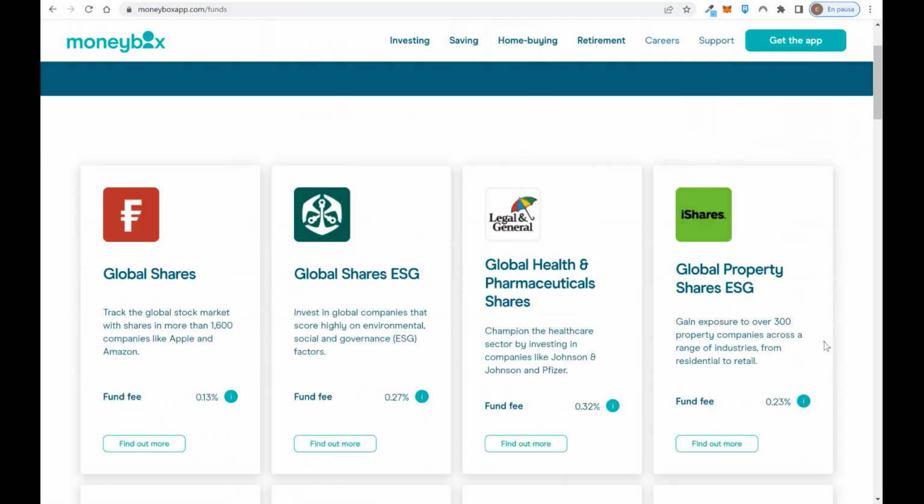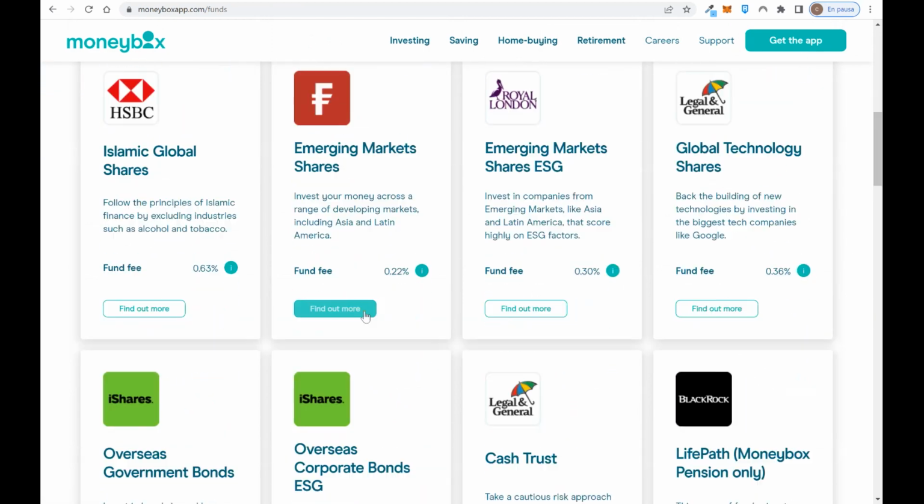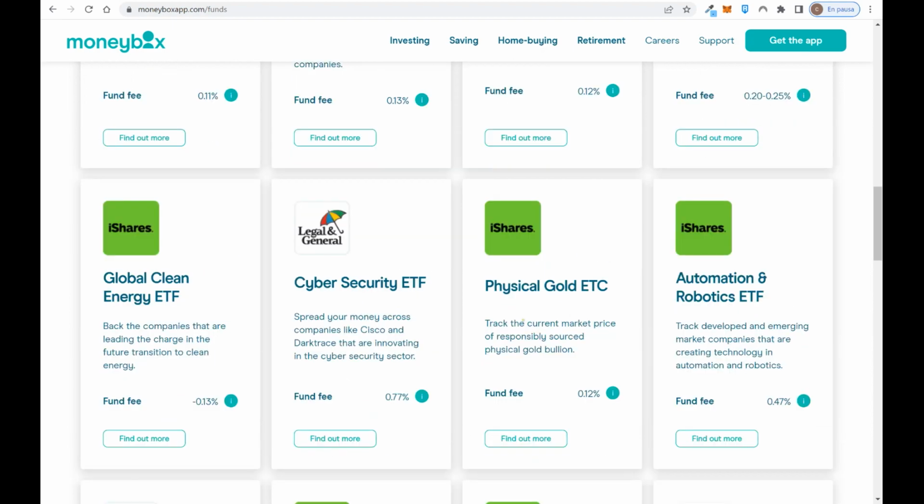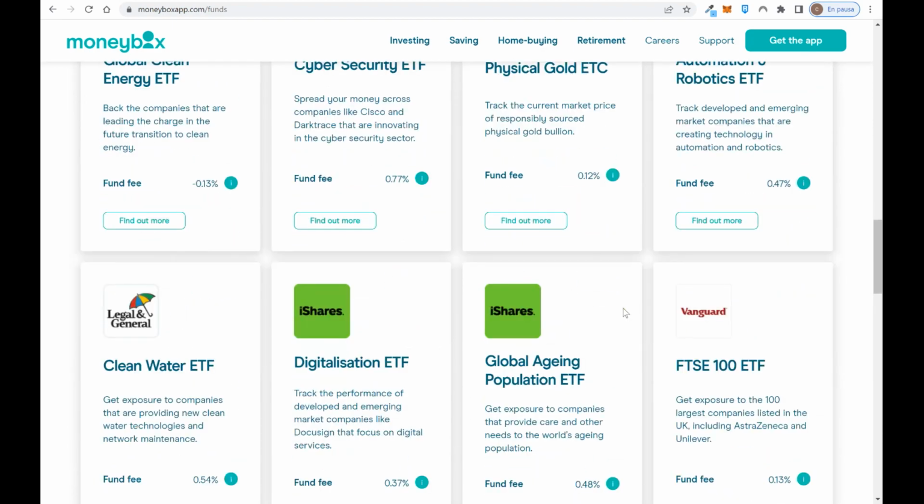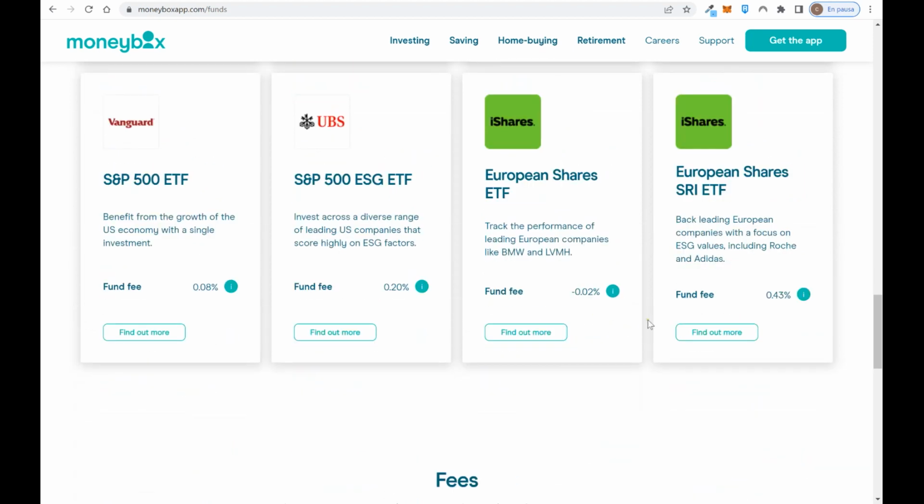You have plenty of funds to choose between. For example, some funds that focus on property, emerging markets, for example, Asia or Latin America, global technology, government bonds, corporate bonds, cybersecurity, gold, robotics, for example, clean water, digitalization, S&P 500, European shares, and more.